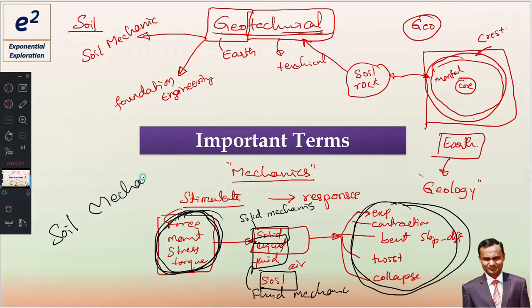That is called soil mechanics. Now what is soil mechanics? Soil mechanics means you are applying forces, moments, stress, torque, shear, compression, whatever forces you are applying on that soil, and you are studying its behavior. Whether it will expand, contract, bend, slip, twist, collapse, what will happen to that soil that you are studying. Therefore this is called soil mechanics.